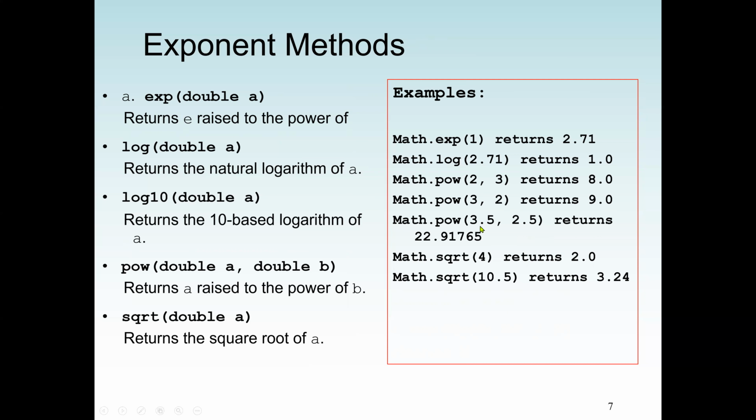And also the power argument can be double, 3.5 raised to the power 2.5 will give us 22.91765. We also have Math.sqrt(4). The square root of 4 is 2. And the square root of 10.5 is 3.24.